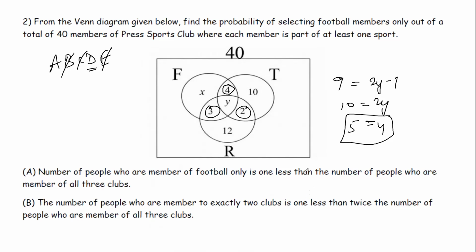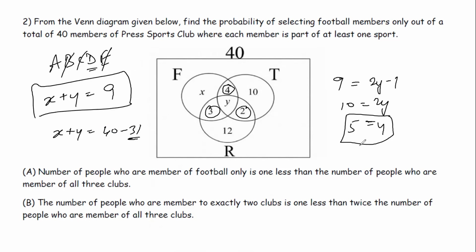So remember from the question stem, we came to know that x plus y is 9 because we calculated all of them equal to 40. And then, if you remember, x plus y is equal to 40 minus 31. If you remember, 31 are the numbers. So we know this expression and we know this expression. Y is 5, so x is 4, obviously. So B also answers. So D is the answer. Each alone answers.